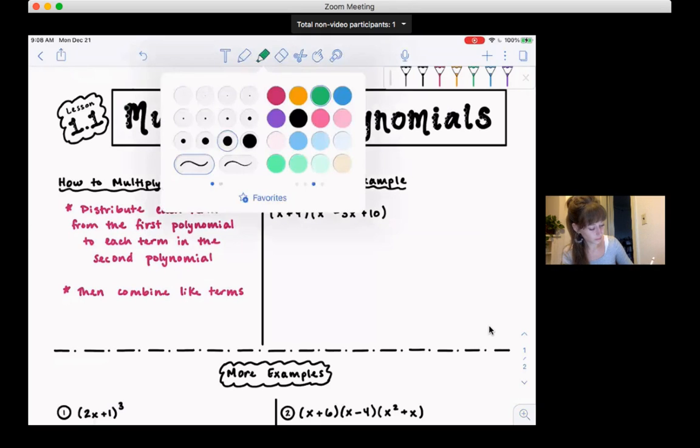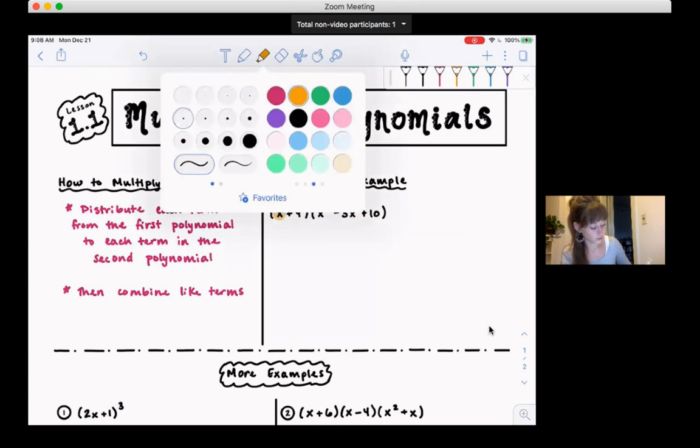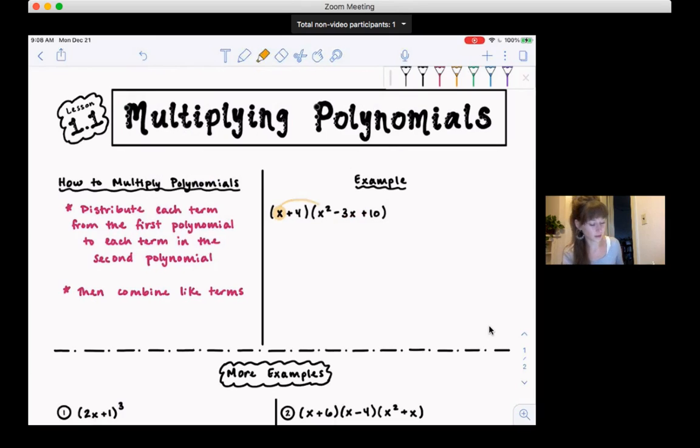Let's do an example. So here's our first term in the first polynomial. So I need to distribute that x to every term in this second polynomial. So first I'm going to distribute x to x squared. So I'm going to do x times x squared. So that would give me x to the third, right? 3 x's multiplied together is x to the third.